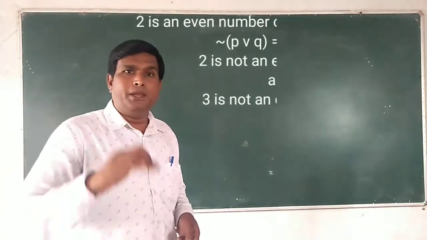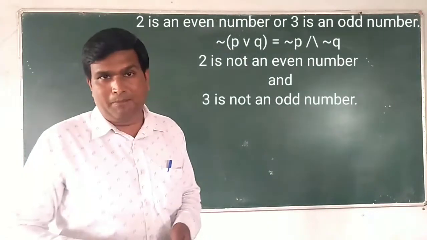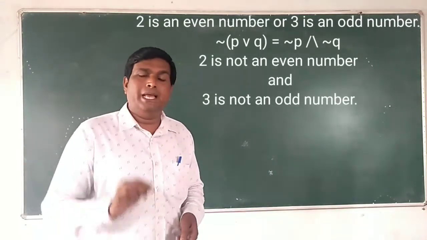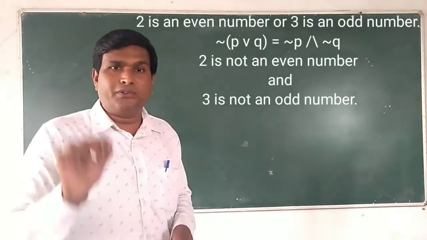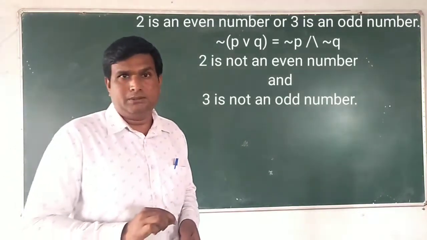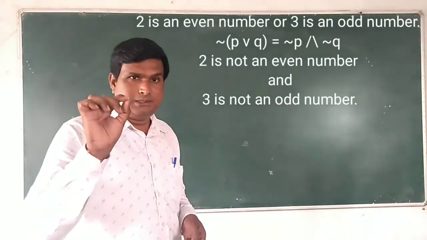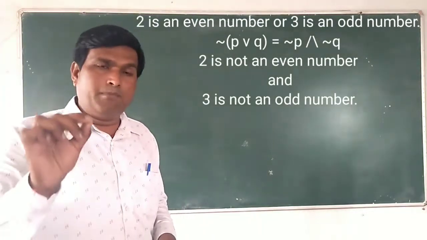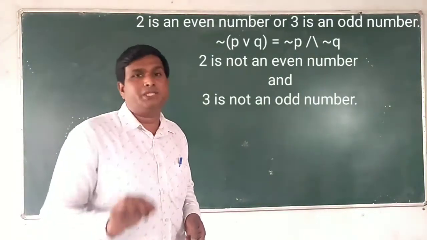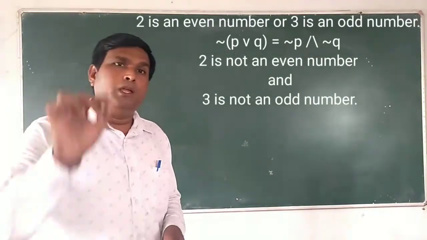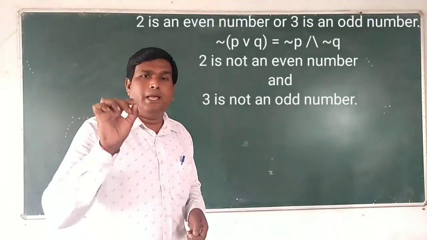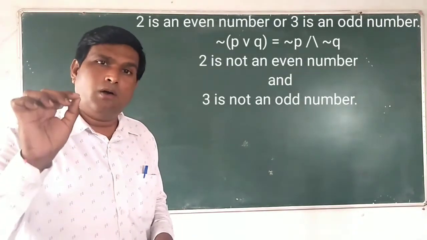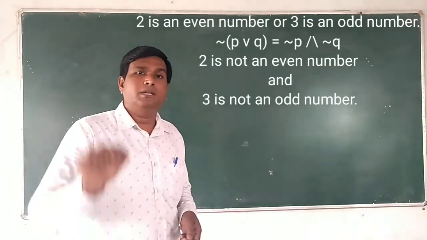Now consider negation of disjunction. Next example. Suppose you are given the statement 2 is an even number or 3 is an odd number. You are to find the negation of this statement. Here the connective is or, and by the rule of negation of disjunction the negation will be 2 is not an even number and 3 is not an odd number. This is the negation of disjunction.